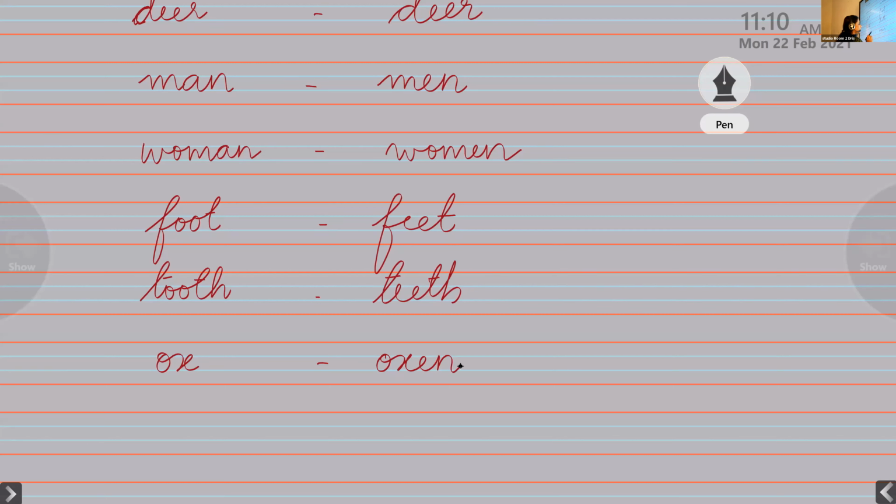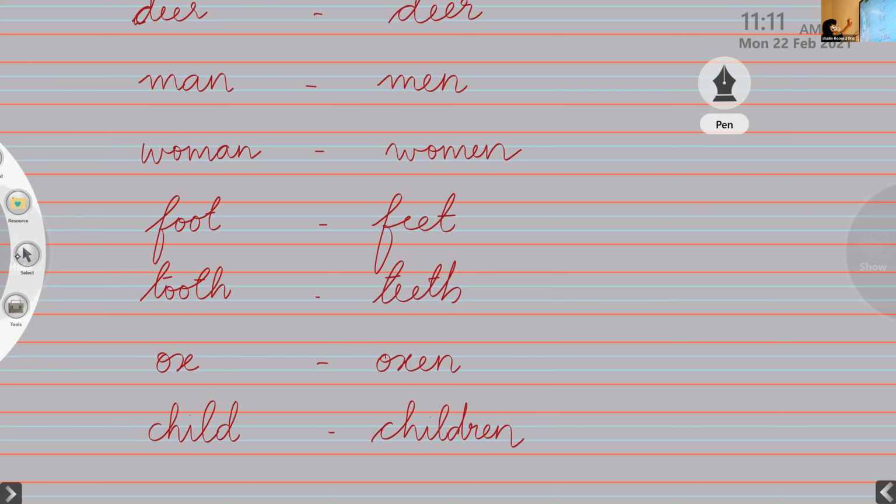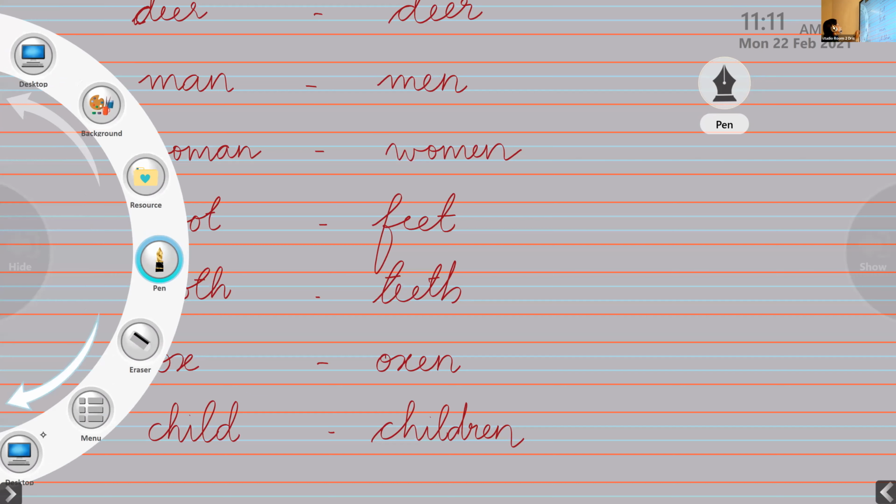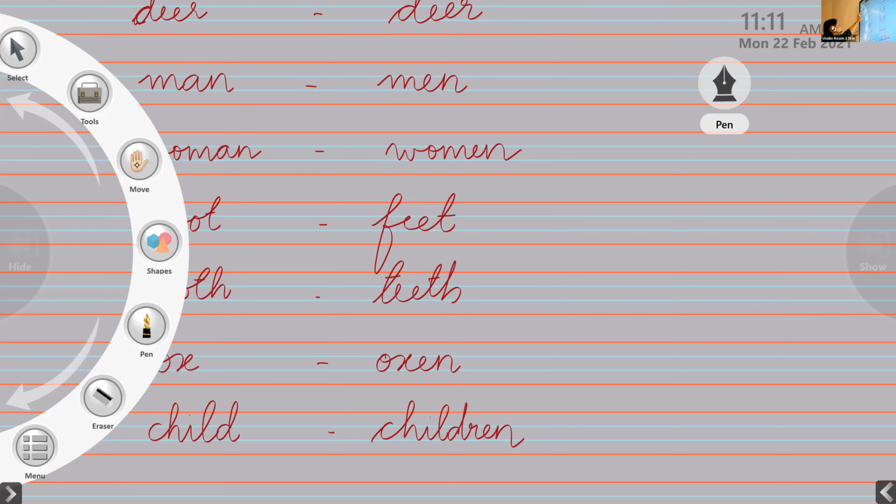Ox, oxen. Child, children. Mouse, mice. Okay, so learn it up well. Man, men, woman, women, foot, feet, similarly tooth, teeth, ox, oxen, child, children, mouse, mice. Okay, so these words, please do write up and study it.